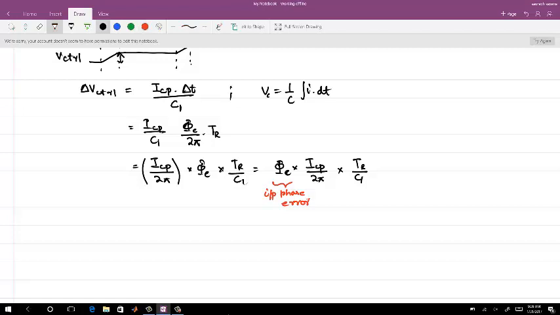And the output of the charge pump, so this is the input phase error, and ICP is the current at the output of the charge pump, right? And that current value is integrated with some gain factor over the capacitor C1. So this term itself is an equivalent gain of the PFD plus charge pump.